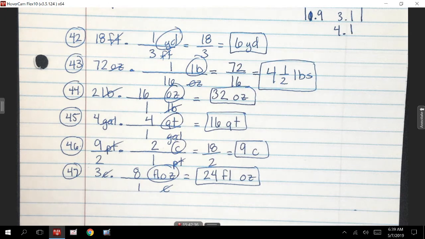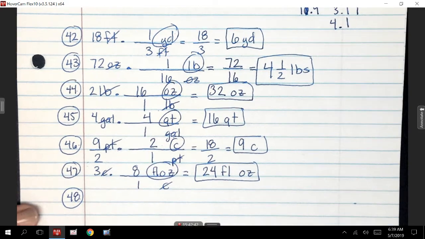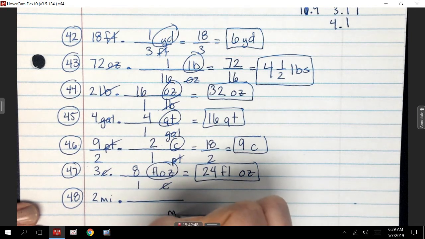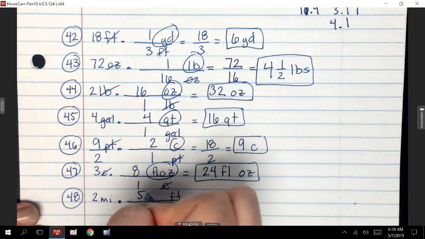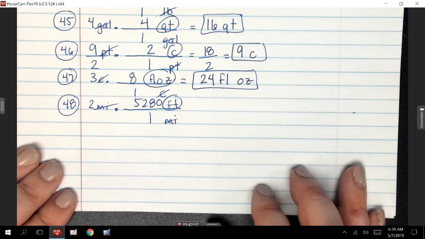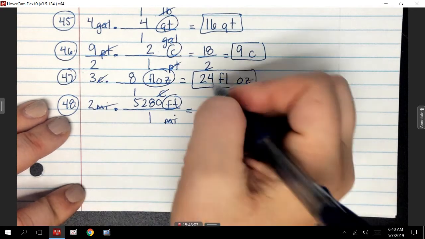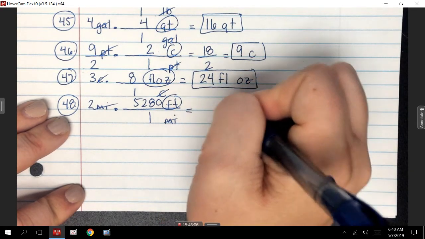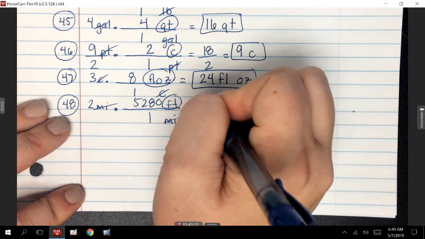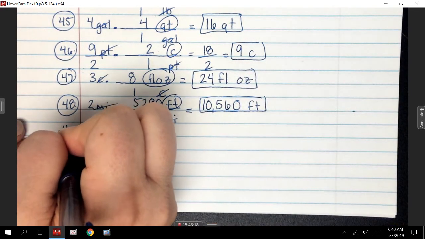All right, looking at the next one, number 48. We have 2 miles, and I'm wanting to change that from miles to feet. I know 1 mile is 5,280 feet. All right, you should have those measurements in your notes still from this 9 weeks. We have not cleaned out our binders yet. 2 times 5,280 gives us 10,560 feet. Remember, you will be able to use your calculator for these conversions.